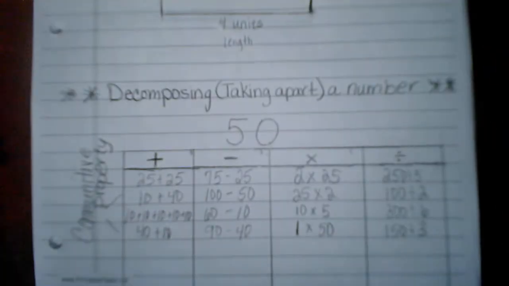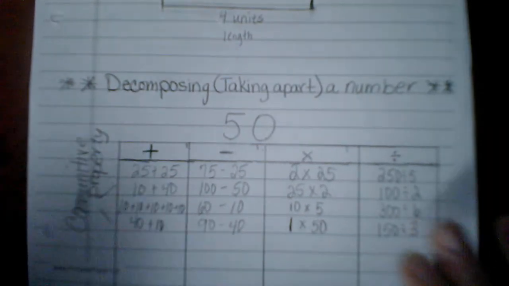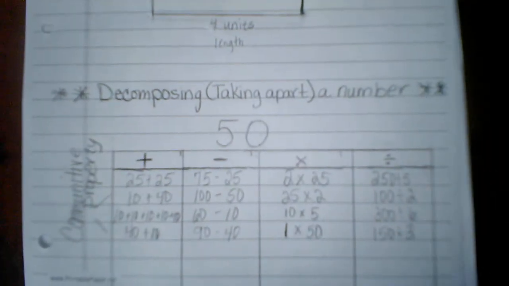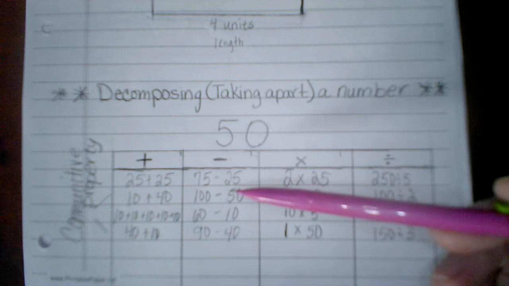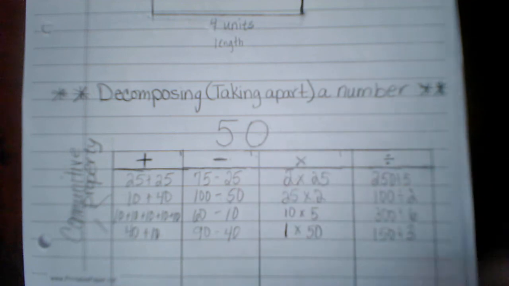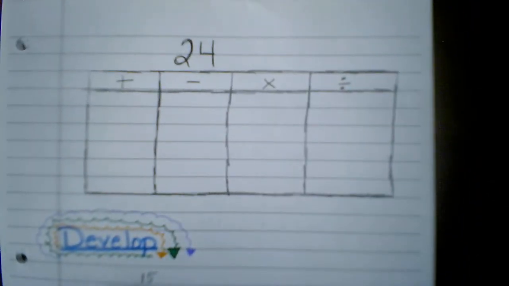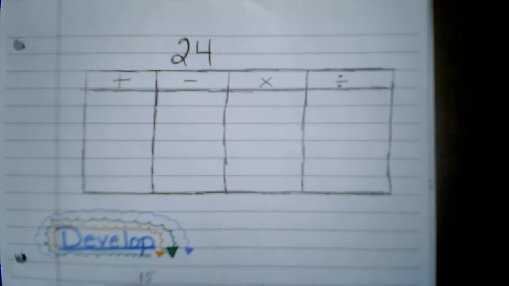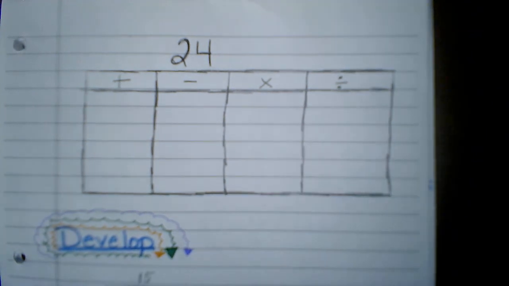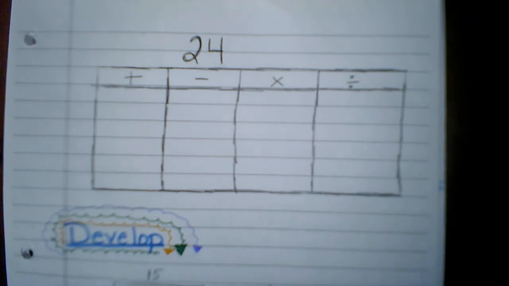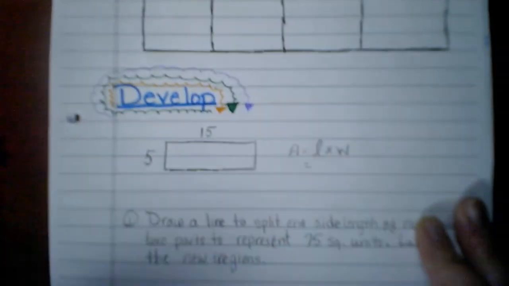We went through some different ways of decomposing the number 50. Then for your assignment and your homework, you had decomposing the number 24. And since most of you have not turned in your assignment, we will not go over that. But it's the exact same way as doing 50.